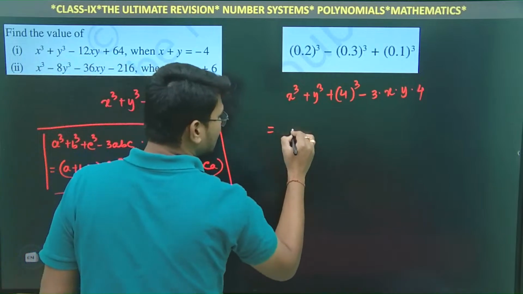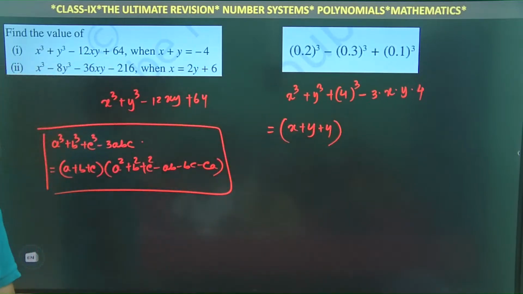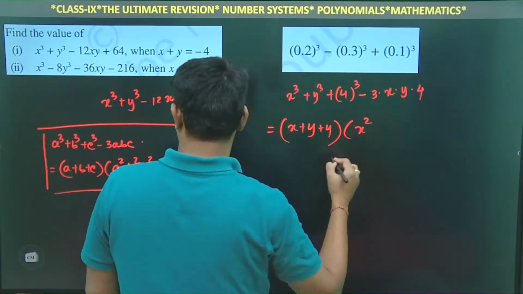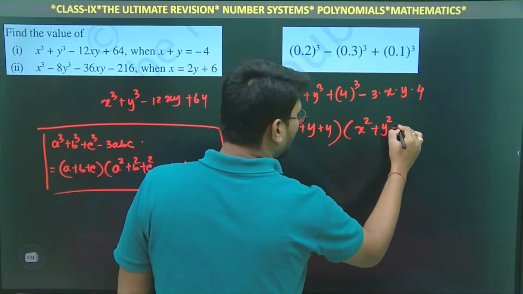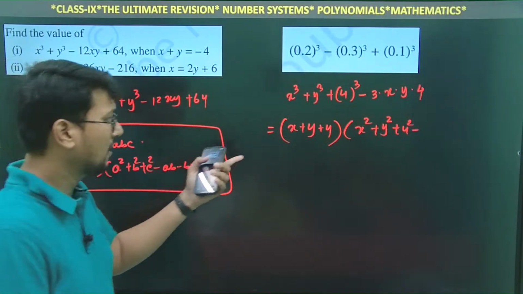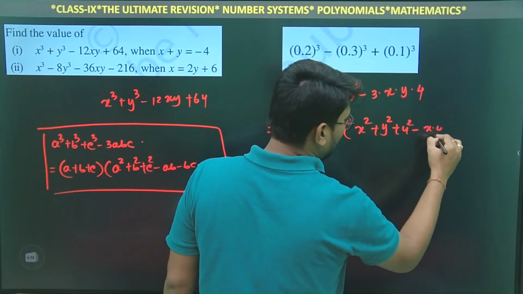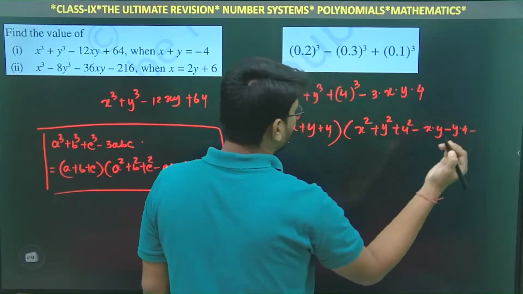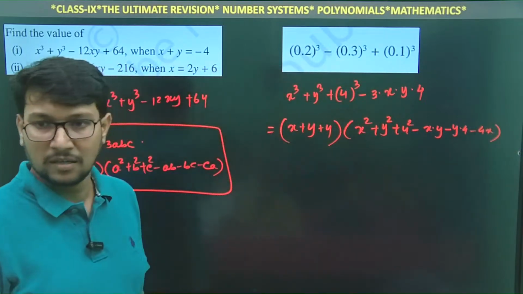Therefore you can write this as x plus y plus 4 multiplied by x square plus y square plus 4 square minus x into y minus y into 4 minus 4 into x. Got it all? Is that clear?